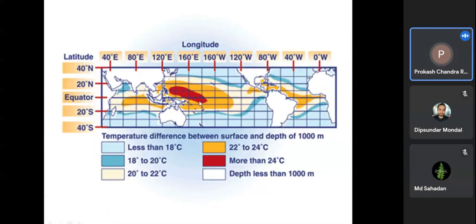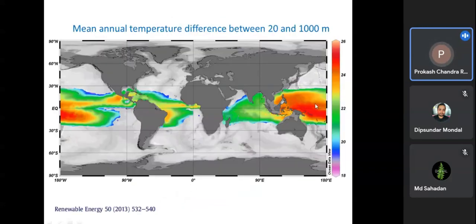If you look at some of the locations, you have a higher temperature gradient. This is a specific region, some of the locations, for example Japan. This is mostly in volcanic regions, where the temperature gradient is more than 24 degrees Celsius. That gives you some suitable places. So these are the locations where you have some larger potential.